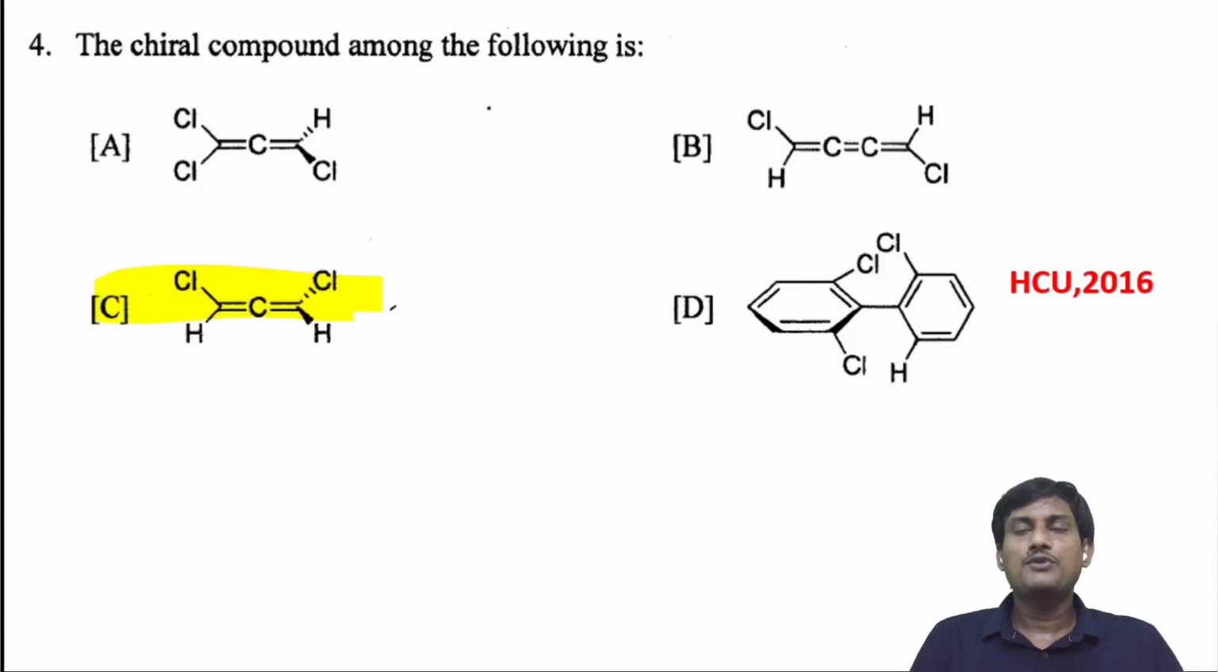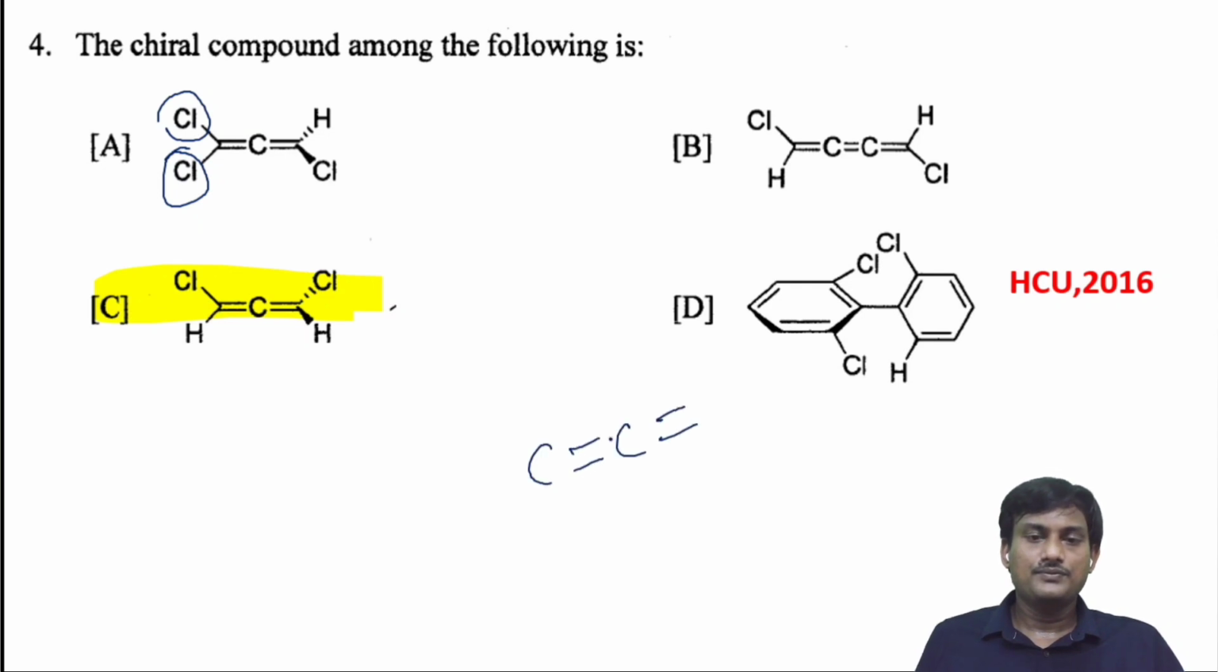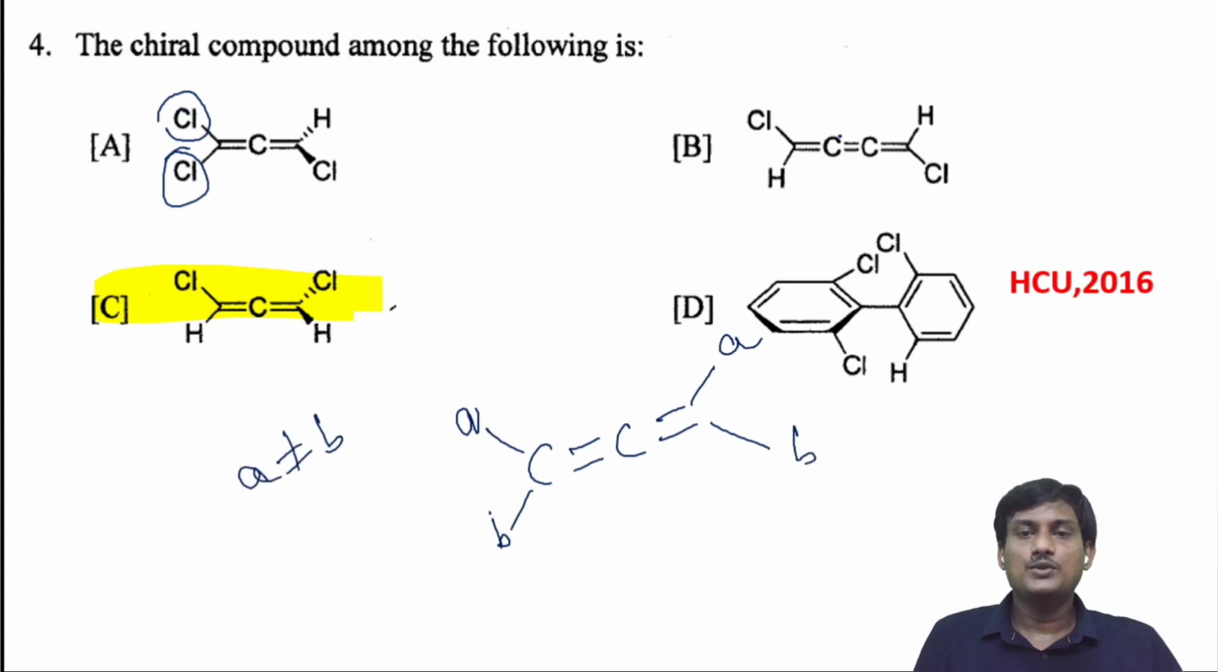The chiral compound among the following is, this one is an allene. Allene molecules can exhibit chirality due to having a chiral axis. So here you have two equal groups, Cl and Cl. In allenes, the molecules exhibit chirality only when these two groups are different. Here you have Cl and Cl. It's not an allene; you have three pi bonds.